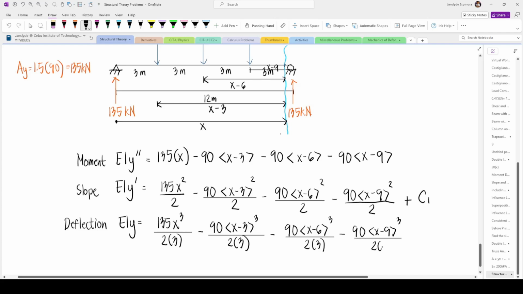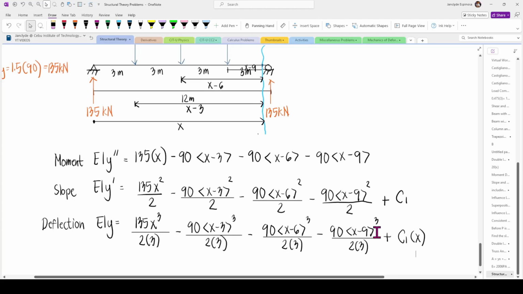by 2 times 3. And then once we integrate C1, diba, this already has x. So C1 times x. And then since we integrated 2 times, merong another arbitrary constant. So plus another arbitrary constant which we'll label as C2. Yan.